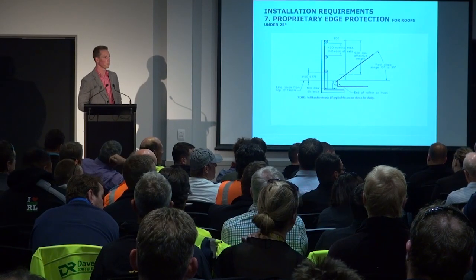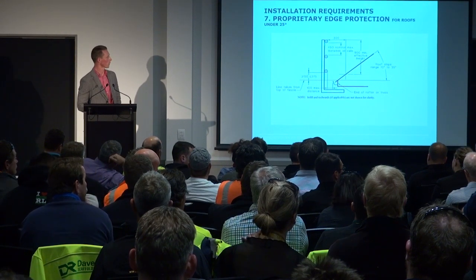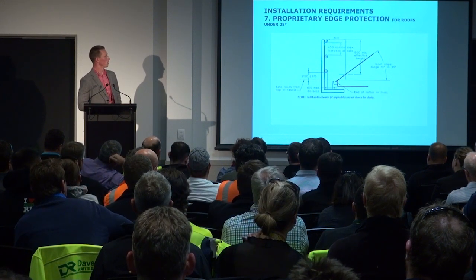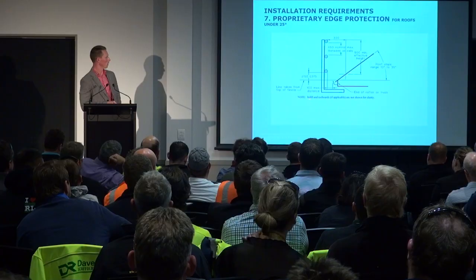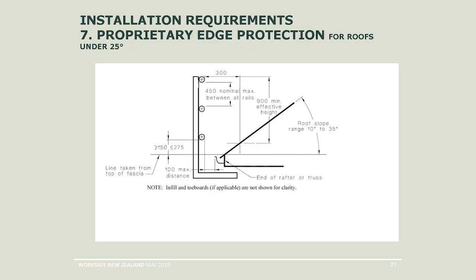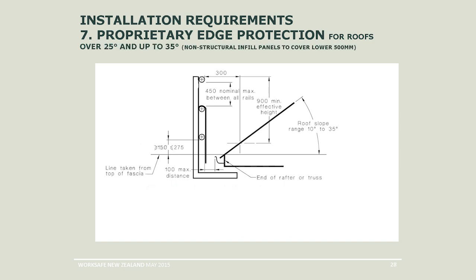So for those of you who are working with these proprietary systems, that's what you normally do. The angle of the roof slope here is between 10 and 35. What's not shown here, if you read this note: infill and top boards, if applicable, are not shown. So in the case of this 10 to 25, and in the case of 25 and over, there will be an infill panel here, which is shown here.